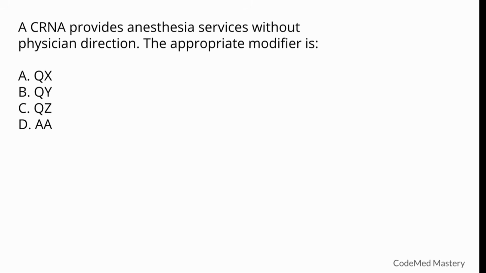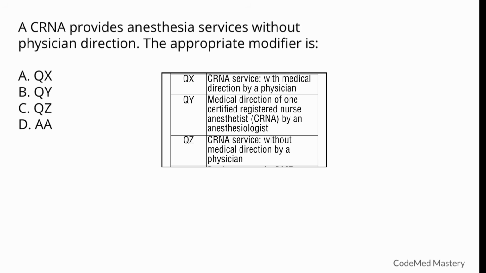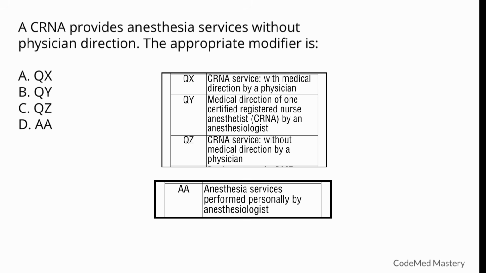Option A, QX is for anesthesiologist medically directing CRNA. Option B, QY is for anesthesiologist directing CRNA in only one patient case. Option C, QZ is for anesthesia by CRNA. And option D, AA is for anesthesia services performed personally by anesthesiologist.